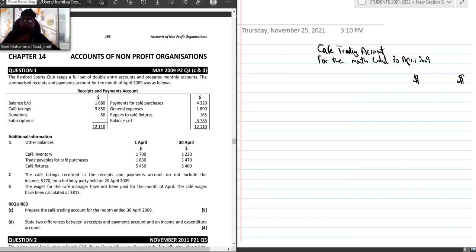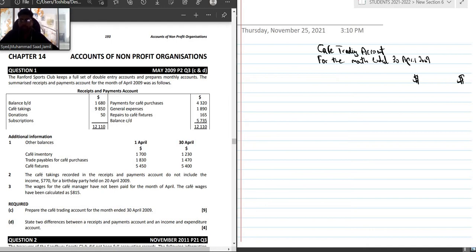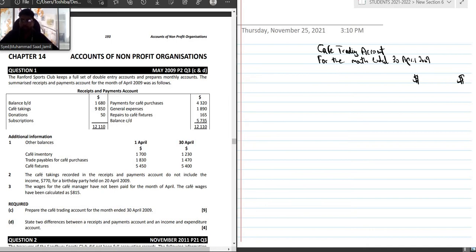Bismillah Rahman Rahim. We are continuing with accounts of non-profit organizations, and we will be attempting question number one. In question number one, it says that the Ranford Sports Club keeps a full set of records of double entries, prepares monthly summarized receipts and payments, and then you have your additional information.